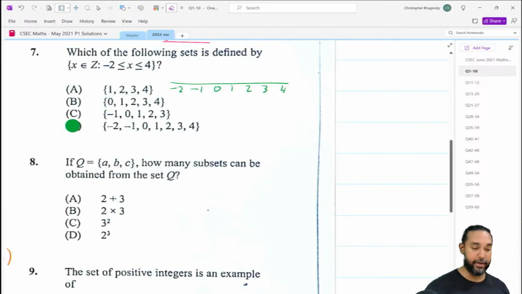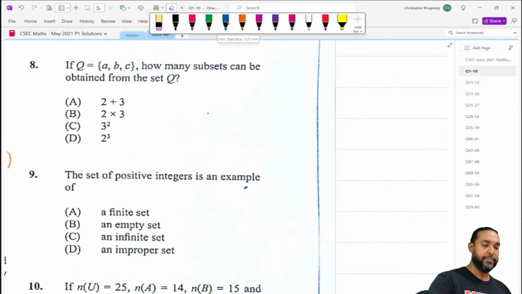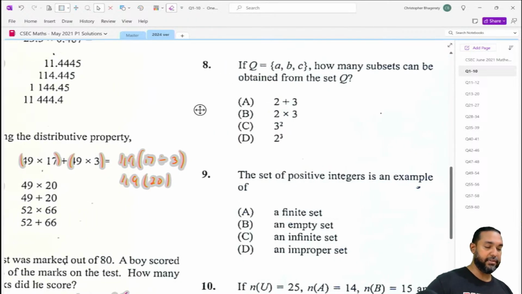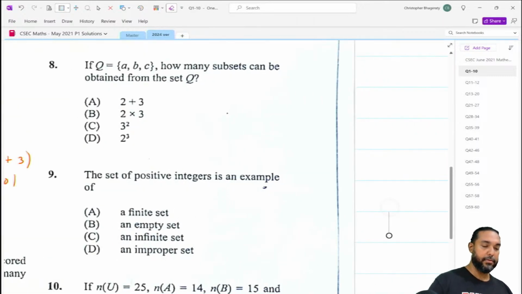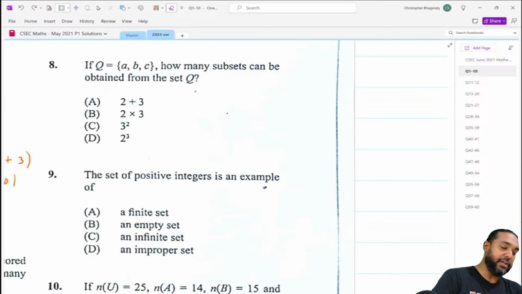7 is D, all right? Number 8 we met yesterday, and I think one other time before that as well. Let me use purple. All right, so A, B, C, those are the elements. How many subsets can be obtained from set Q? A subset is a set within a set, a smaller set. Each element in the set could be its own subset, and you can even put brackets, curly braces, around them.